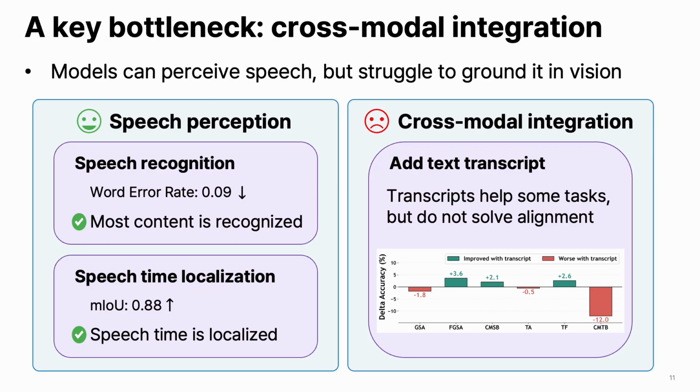We further analyze where the bottleneck comes from. Interestingly, the models perform well in perceiving speech. Speech recognition is strong, with a low word error rate, and speech time localization is also accurate. However, when we add text transcripts, the improvement is limited and does not solve the alignment problem. This suggests that the main bottleneck is not speech perception itself, but cross-modal integration. Models can hear the speech, but struggle to ground it reliably in visual evidence.